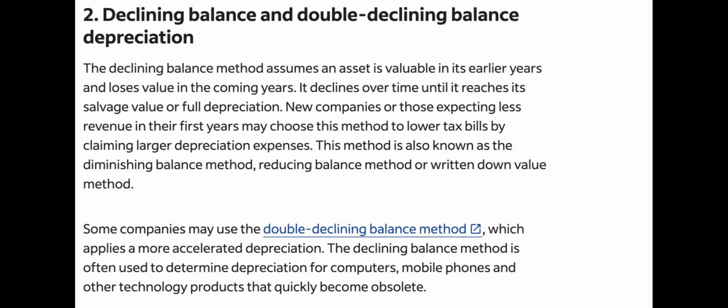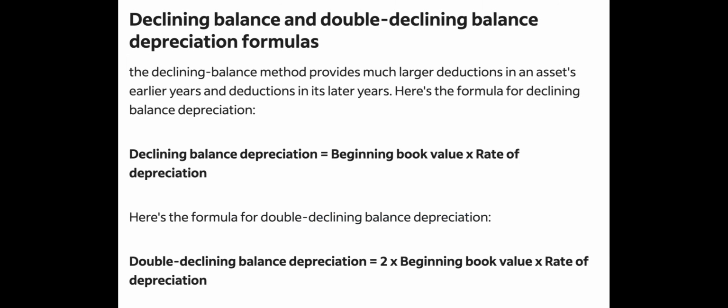The declining balance method is often used to determine depreciation for computers, mobile phones, and other technology products that quickly become obsolete. Declining balance and double declining balance depreciation formulas. The declining balance method provides much larger deductions in an asset's earlier years and smaller deductions in its later years. Here's the formula for declining balance depreciation.